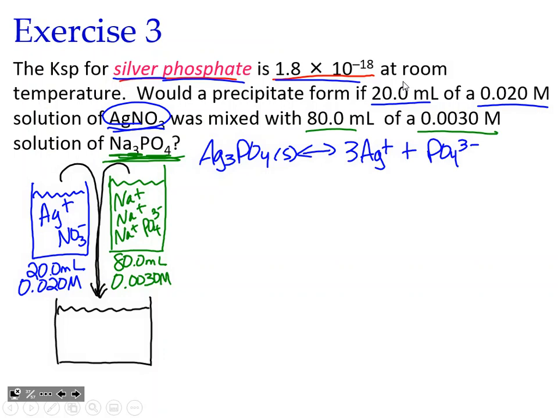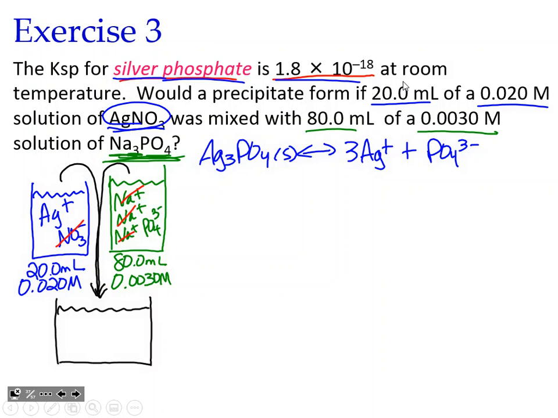Now, once again, nitrate's always soluble, and alkali metals are always soluble. So technically, the nitrate and the sodium are just spectators. They're not going to participate in any reaction here. So you can pretty much not even focus on those because they're just spectating. If a precipitate forms, it's going to form between the silver and the phosphate. We're not sure if it does because we have to find the concentration now.